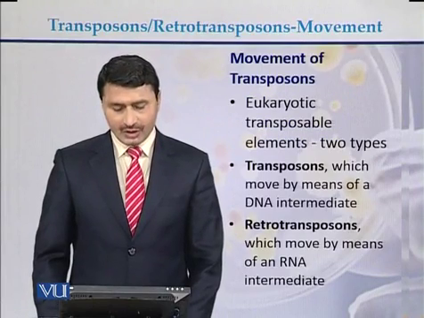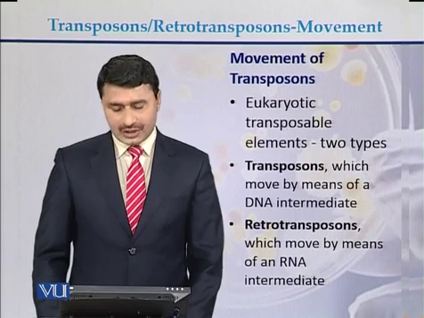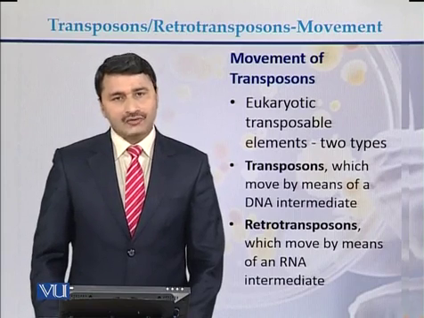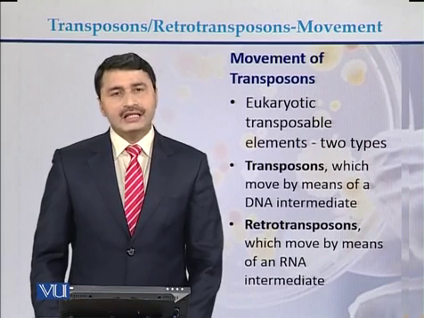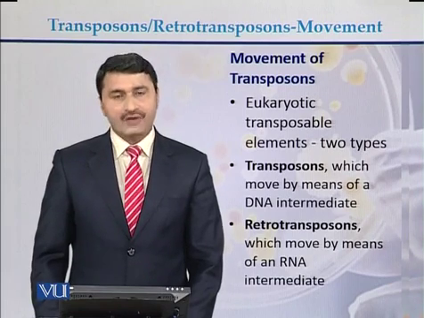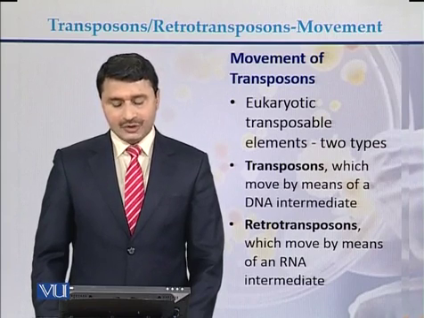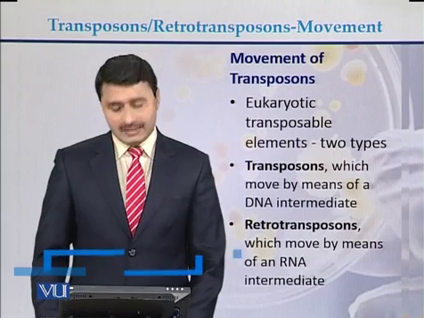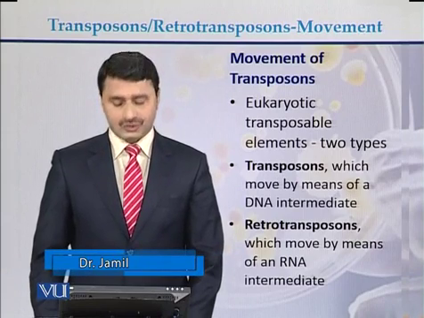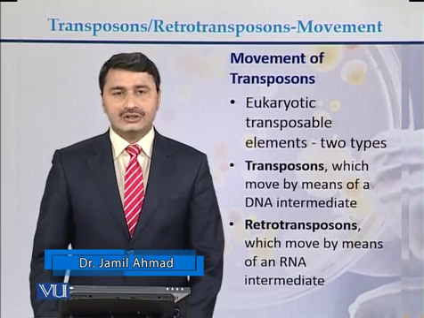Movement of transposons and retrotransposons. Movement of transposons. Eukaryotic transposable elements are of two types. They can be in the form of transposons, which move by means of DNA intermediates. The second type of the eukaryotic transposable elements are retrotransposons, which move by means of an RNA intermediate.